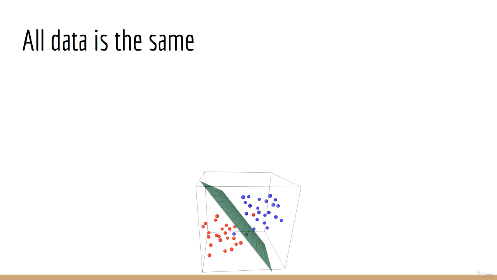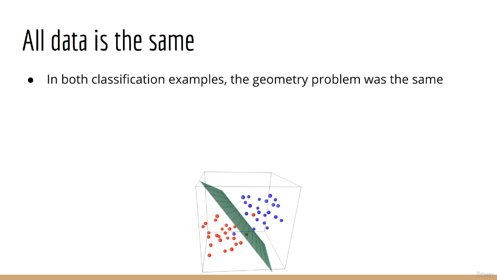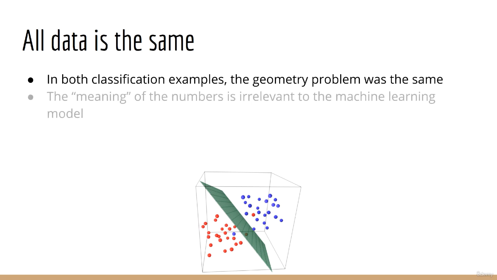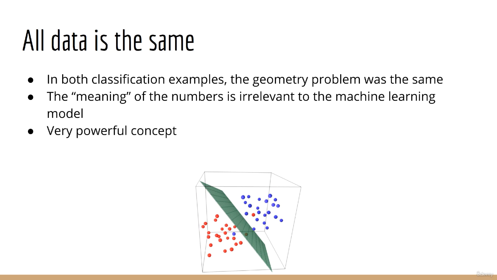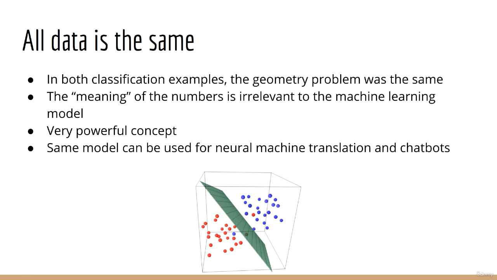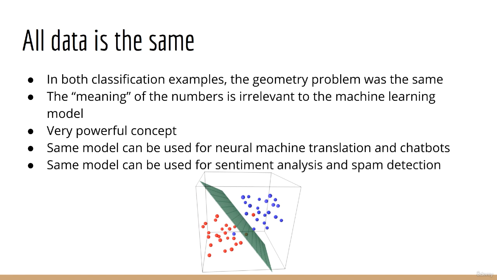And in fact, for our two classification examples, the geometry problem was the same. The only thing that changed was the meaning of the numbers. Of course, machine learning algorithms don't care about these meanings, and so they are essentially irrelevant in the eyes of the machine learning model. That's why we say all data is the same. This becomes a very powerful concept in the future. For example, the same kind of model used for neural machine translation can also be used for a chatbot. The same kind of model used for sentiment analysis can also be used for spam detection. Thinking in this way essentially gives you machine learning superpowers.